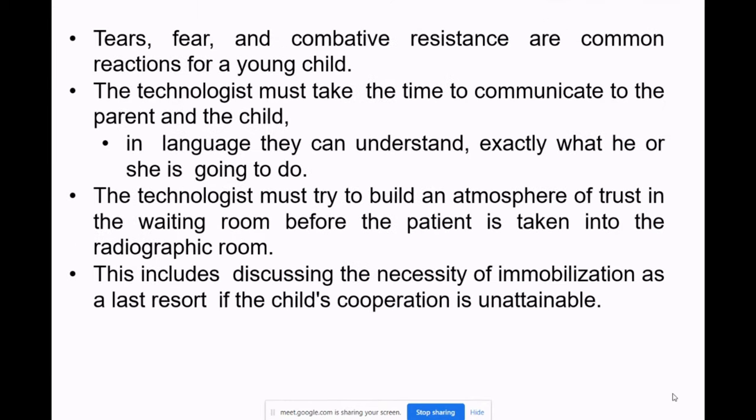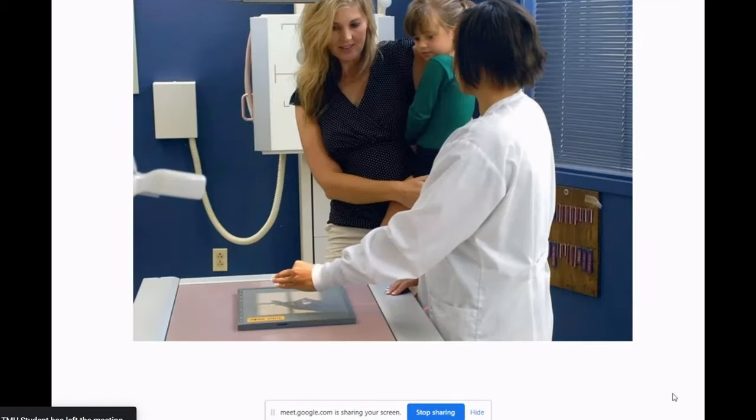Fears and resistance are common reactions from a young child, as we know very well. The technologist must take the time to communicate to the parents and the child, in language they can understand, exactly what he or she is going to do. The technologist must try to build an atmosphere of trust in the waiting room before the patient is taken into the radiographic room. As I told you on the earlier slides, this includes discussing the necessity of immobilization as a last resort if child cooperation is unattainable. So here is an example of how we can gain the trust of our child.